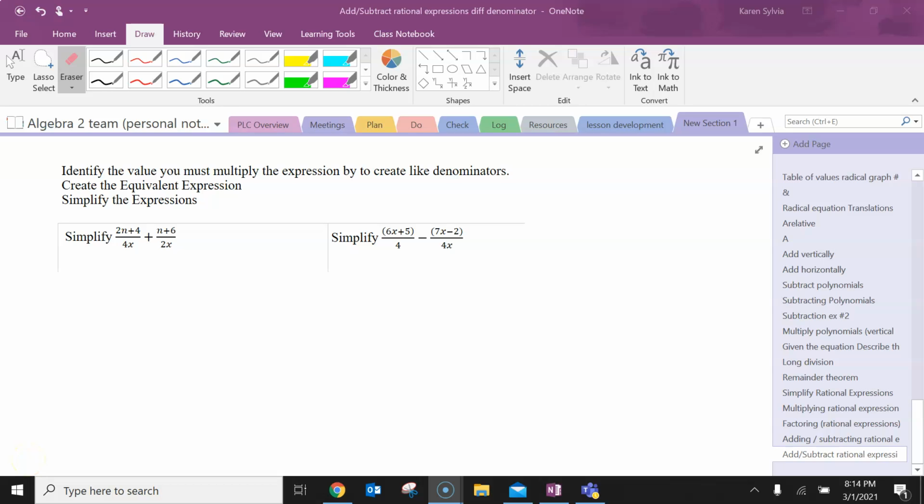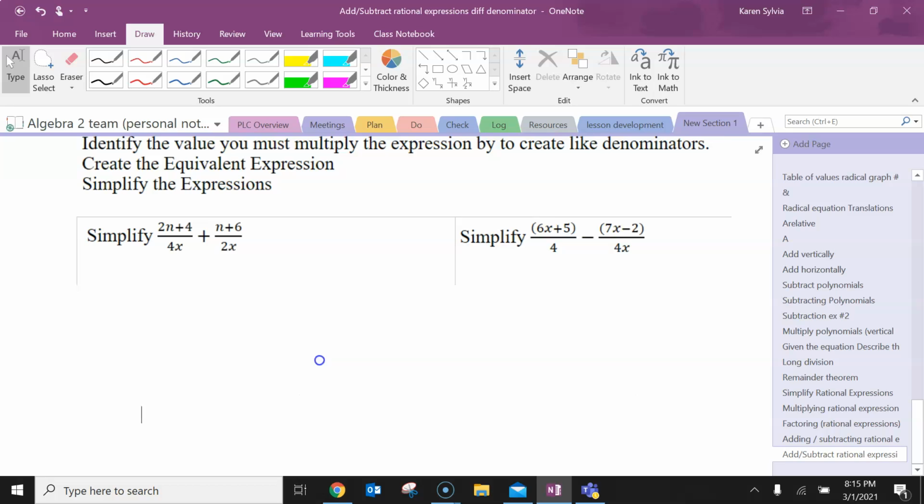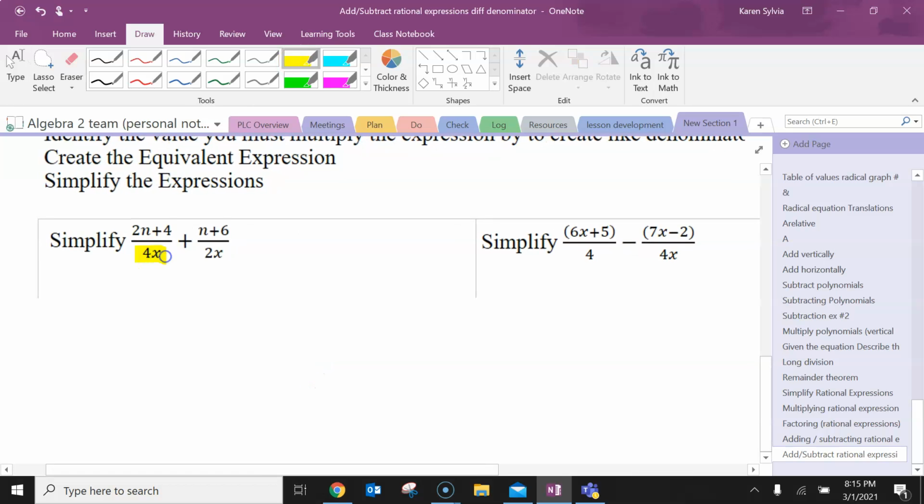Now we're going to actually create the common denominator and continue through the process of adding the rational expressions that have different denominators. So when I look at this one in particular, I am going to figure out what I need to multiply by in order to make the common denominator. So I look at that and I realize that if I multiply this here by the value of 2, I can create the common denominator of 4x.